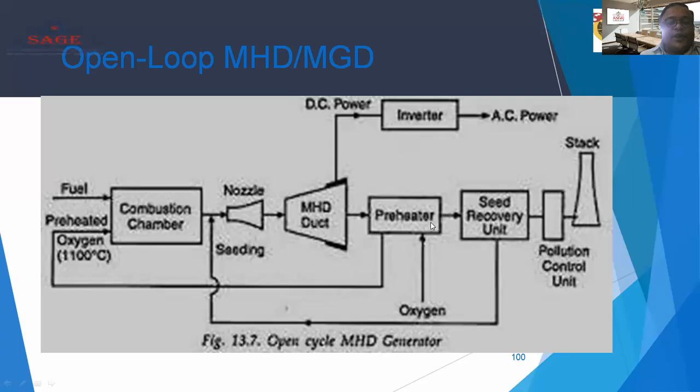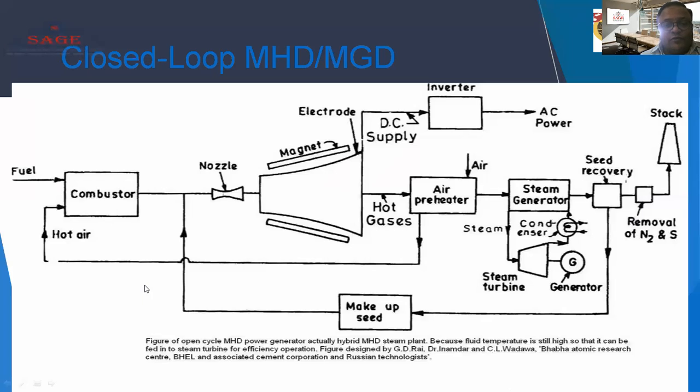This preheater section is a device which uses the heat of the exhaust gases passing through the MHD duct to heat the air which is supplied into the combustion chamber in the presence of the fuel system. In the closed loop, the gases which in the open loop case pass out through the stack are reused again and again. So that's why it is called a closed loop MHD type of generator.